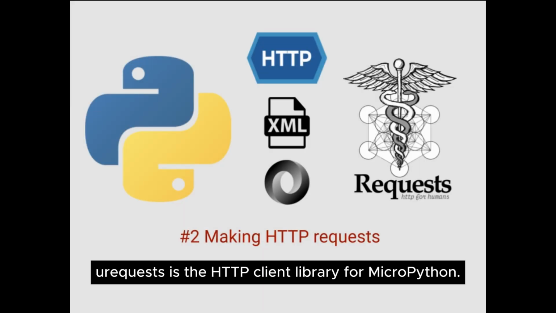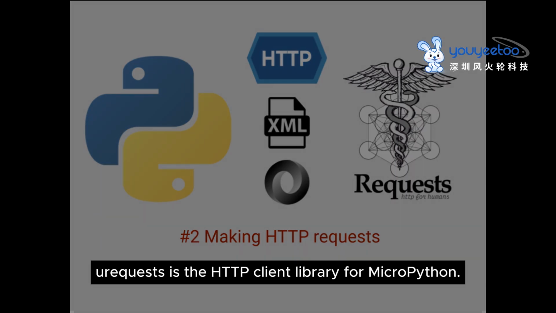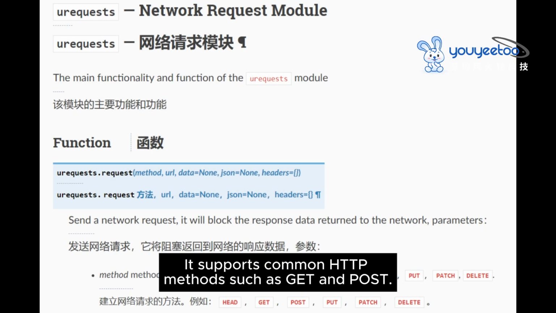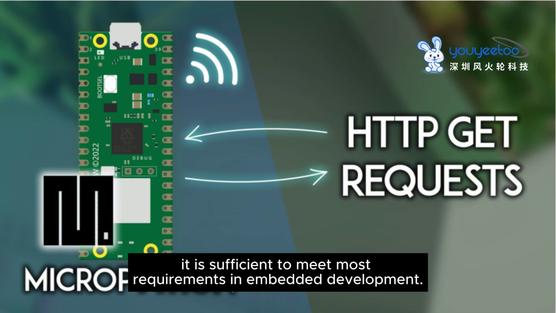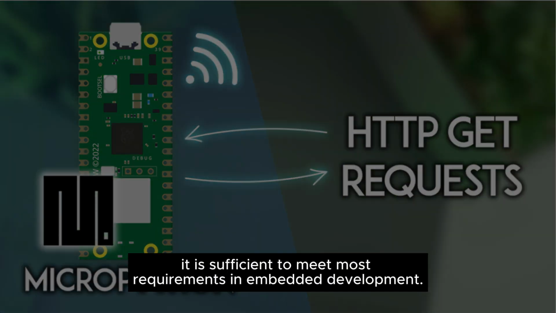urequests is the HTTP client library for MicroPython. It supports common HTTP methods such as get and post. Although the functionality is simple, it is sufficient to meet most requirements in embedded development.